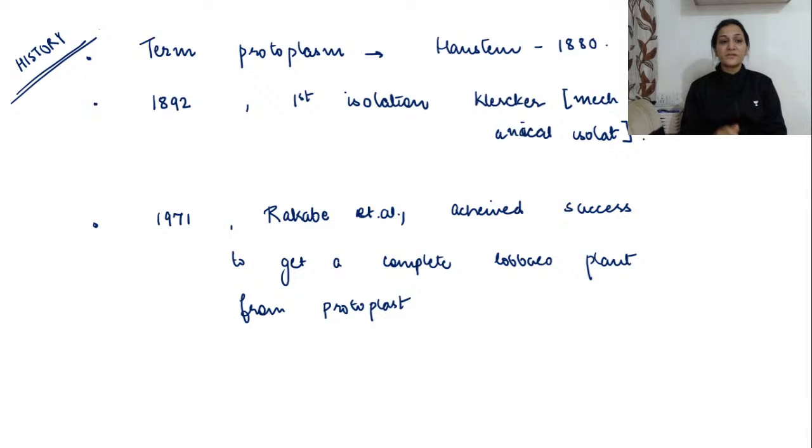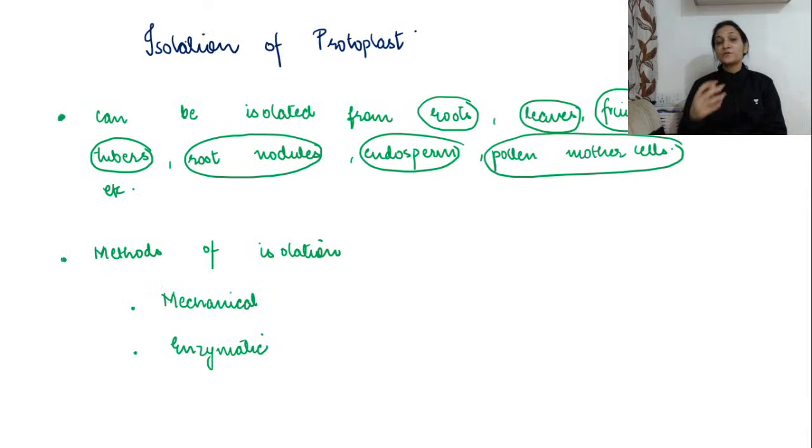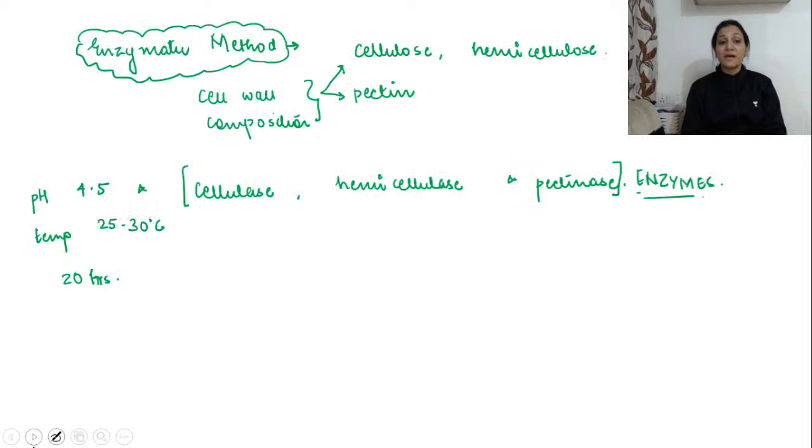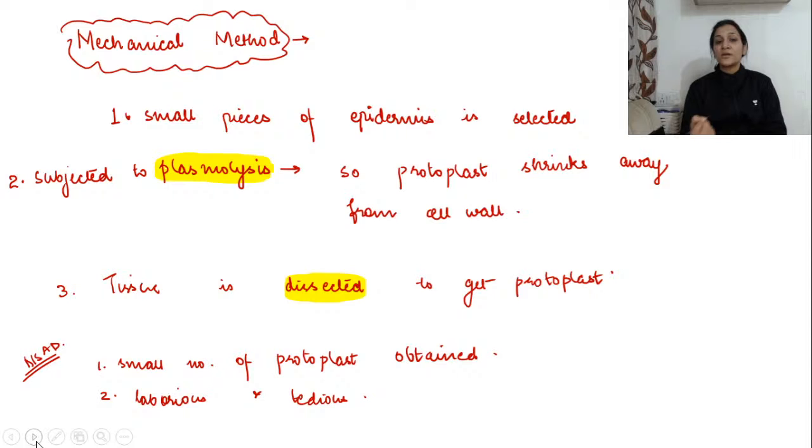Then we have seen a very precise history of how this protoplast fusion came into being. Then we have seen isolation of protoplast. Protoplast can be prepared from roots, leaves, fruits, tubers, root nodules, endosperms, pollen mother cells, etc. Then what are the methods of isolation? Methods of isolation can be mechanical and can be enzymatic. In the enzymatic method, we have seen what all enzymes we can use. In the mechanical method, we have seen how it is performed.